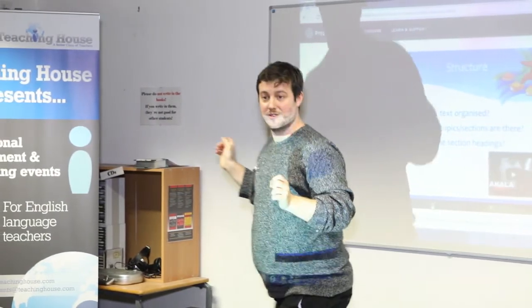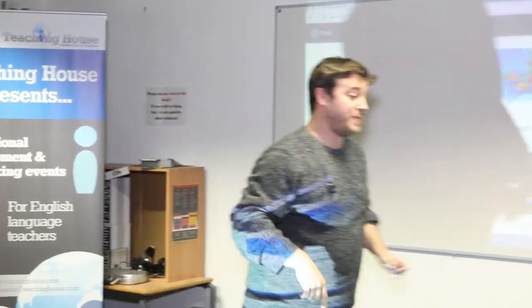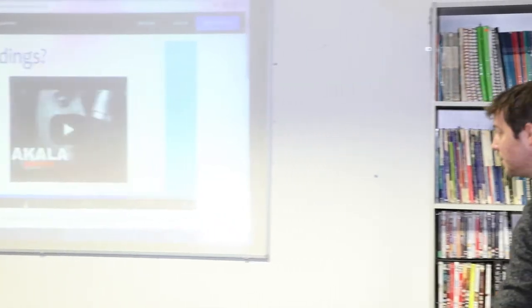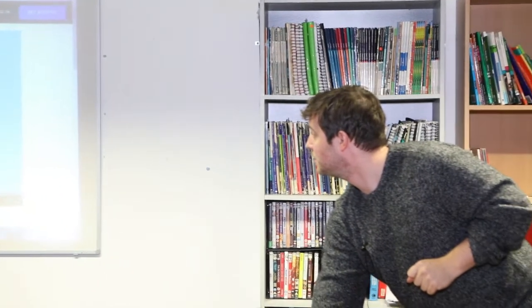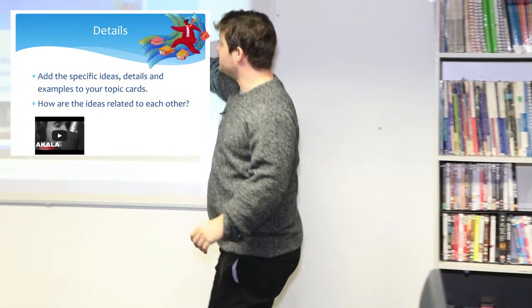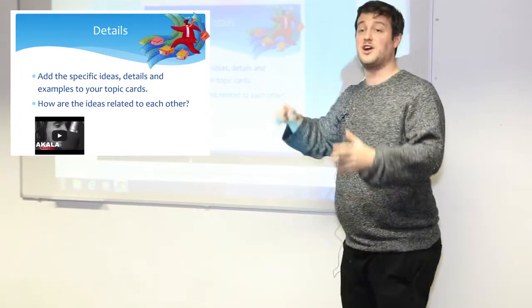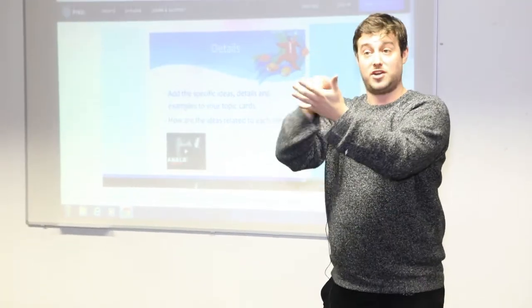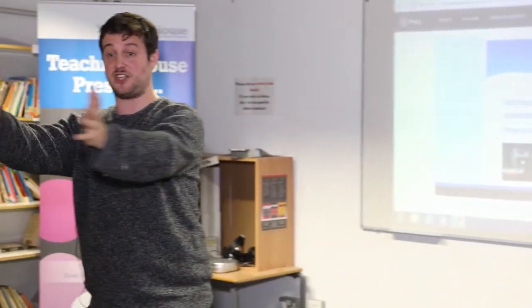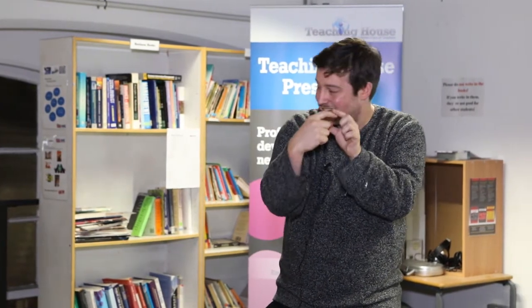Does that make sense? And then the next bit is adding details. Add the specific ideas, details and examples to your topic cards. So they've got a phrase on them and then they add details. Now this could often be just one topic card that is interesting to the class, like the richest man in Britain who's Asian idea. And then we spend a lot of time listening to that section. Maybe we listen to that 10-second section 20 times.